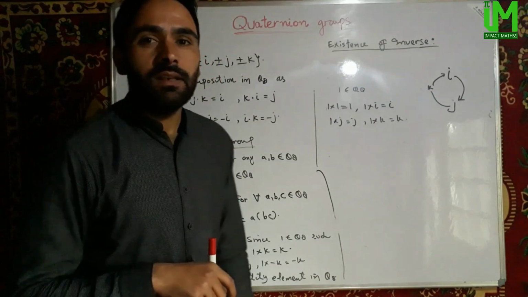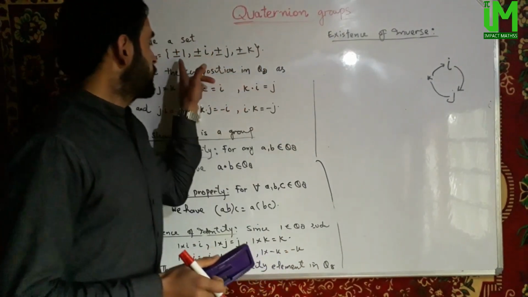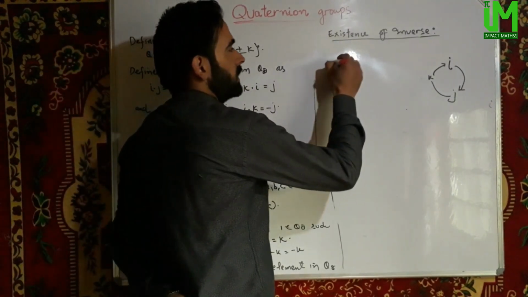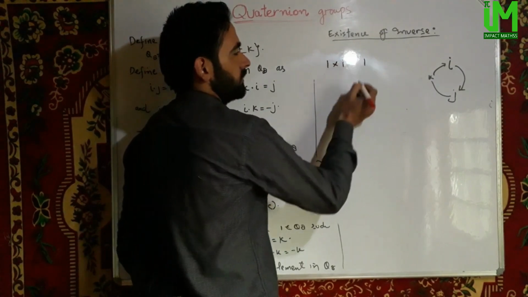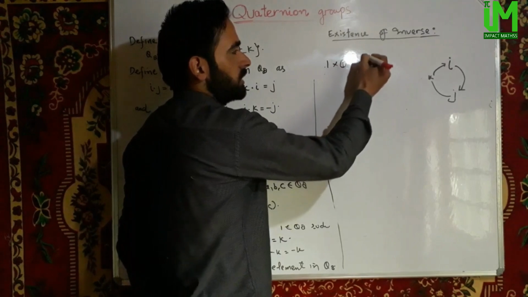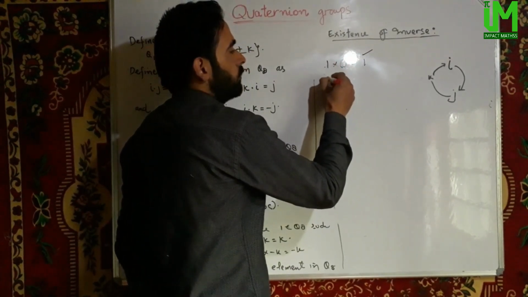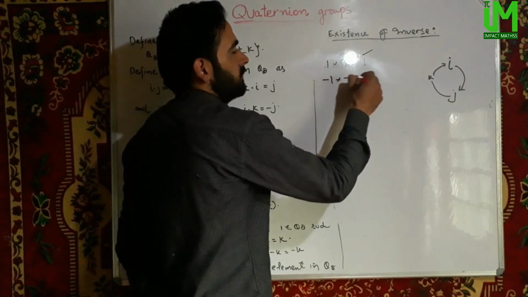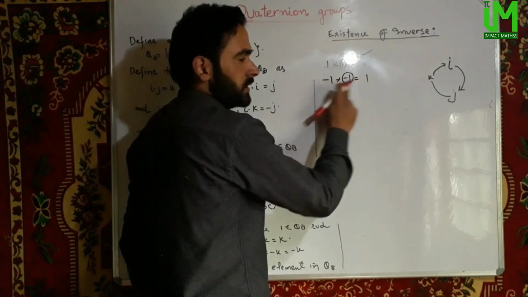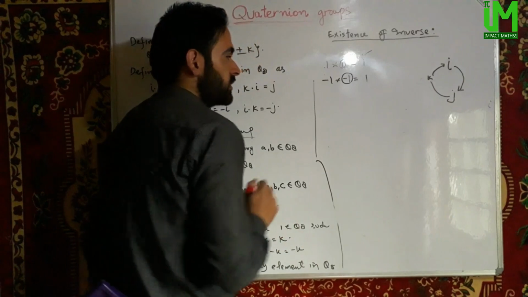So 1 is the identity. Existence of inverse: we have to see whether each element in Q8 has an inverse element. Now we can write 1 into 1 is equal to 1, which is the identity element, which means 1 is the inverse of 1. Minus 1 into minus 1 will be 1, which means minus 1 multiplied with minus 1 gives the identity element, that is, minus 1 is the inverse of minus 1.